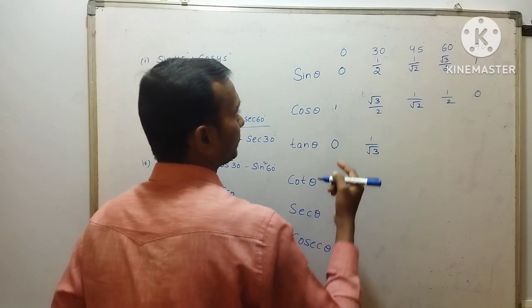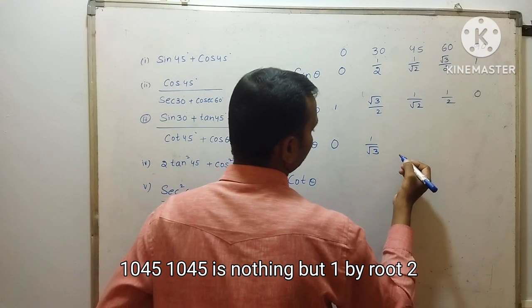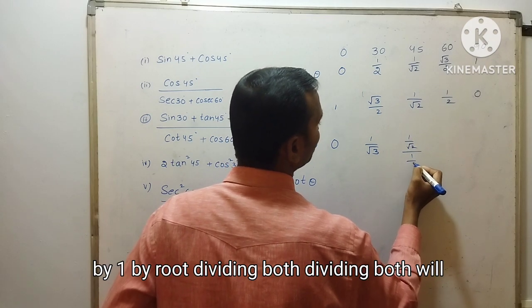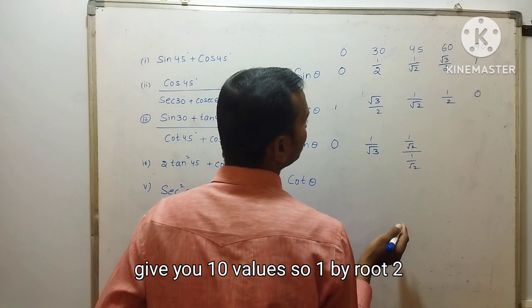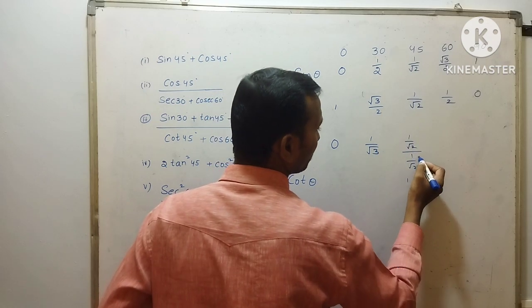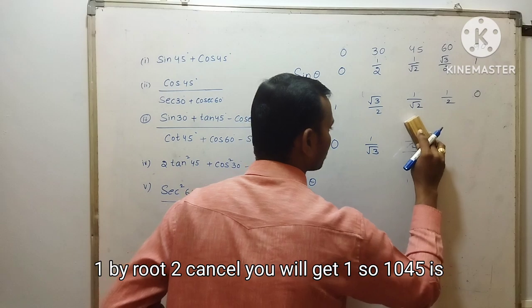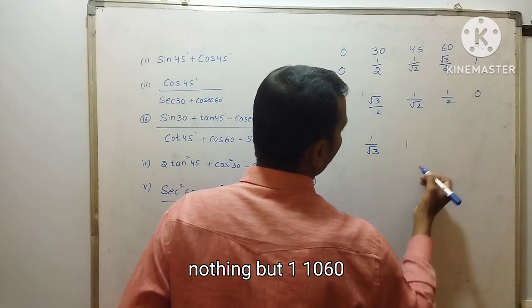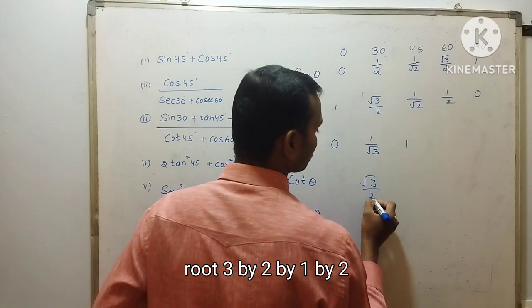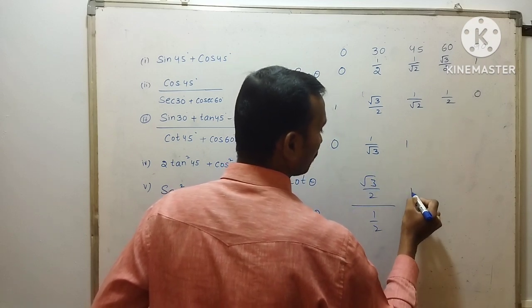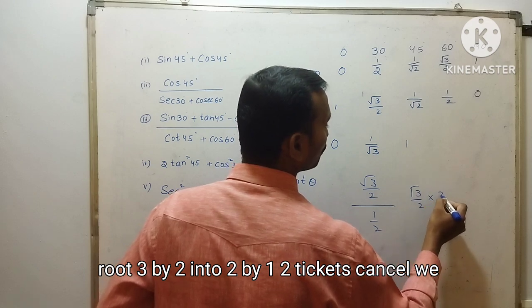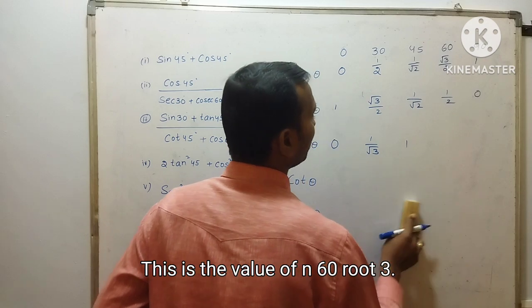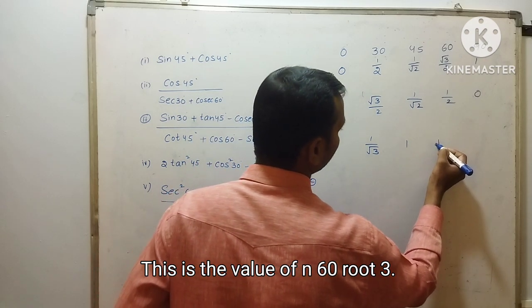Next, tan 45. Tan 45 is nothing but 1 by root 2 by 1 by root 2. Dividing both will give you tan values. So 1 by root 2, 1 by root 2 cancel. You will get 1. So tan 45 is nothing but 1. Tan 60. Root 3 by 2 by 1 by 2. Root 3 by 2 into 2 by 1. 2 gets cancelled. We are left with root 3. This is the value of tan 60, root 3.